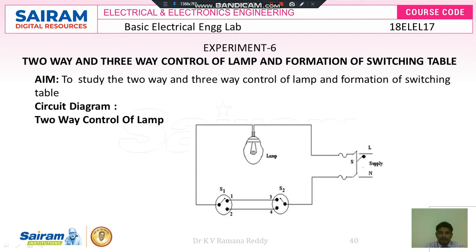Suppose switch S1 is at position 1 and switch S2 is at position 3, then the circuit acts as a short circuit and the condition of the lamp is on. Suppose switch S1 is at terminal 2 and switch S2 at terminal 4, again the circuit acts as a short circuit and there is a flow of current and the lamp is on. Suppose switch S1 is at position 1 and switch S2 is at position 4, the circuit acts as a break circuit, there is no flow of current and the lamp is off.